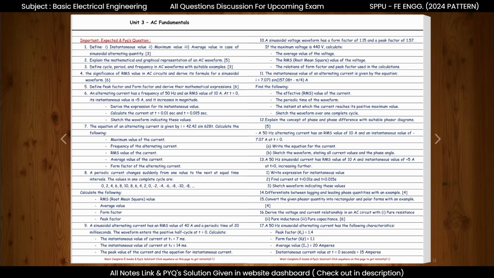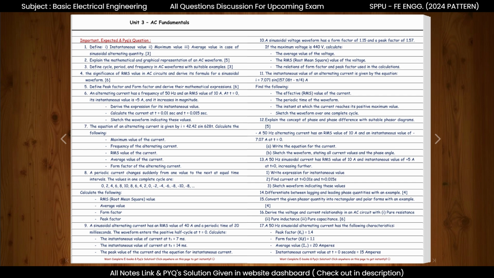From this topic, we can expect questions such as, a sinusoidal alternating current has an RMS value of 40 amperes and a periodic time of 20 milliseconds. The waveform enters the positive half cycle at time 0. Calculate the instantaneous value of current at 7 milliseconds and 14 milliseconds, the peak value, and the equation for instantaneous current. For such calculations, we use the relation I max equals √2 times RMS and I equals I max sin omega t to find instantaneous values. Alright, let's move on to our next important topic, voltage waveform problem.